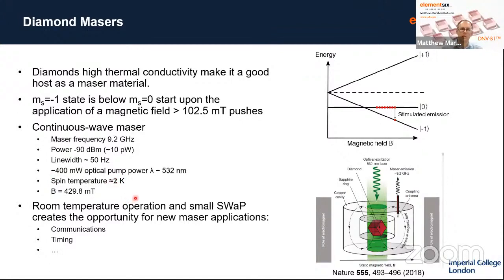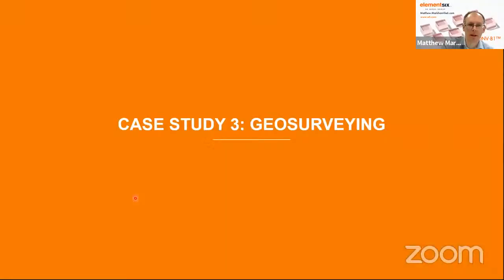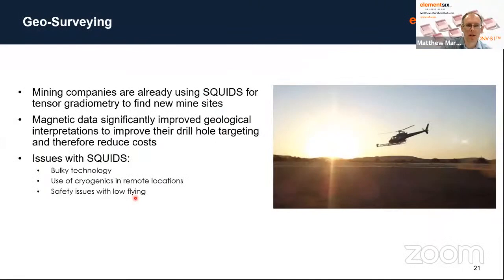And now what I find exciting about the diamond maser is that it has the real potential to be a very disruptive technology. So you probably wouldn't necessarily want to use it in the same current applications, but it potentially creates a new way of thinking about communications and timing systems. Oh, and there's a plot of it. Amazing, that's peak. So on to my last case study, which is geosurveying.